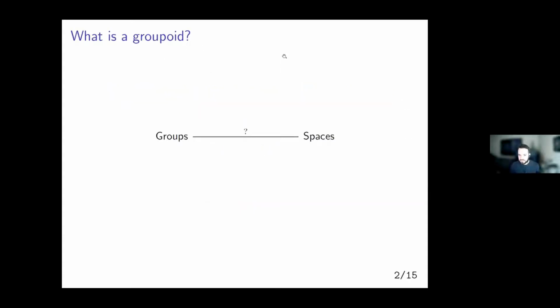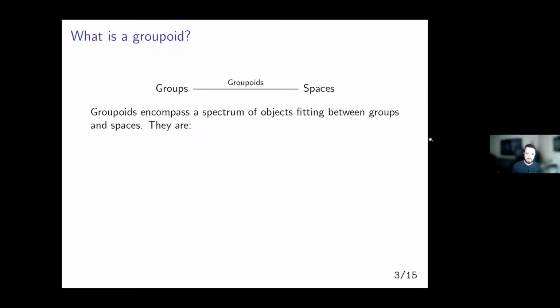So the first question I want to ask is, what is a groupoid? Picture these objects called groups, which are sets with some invertible associative operation on them. And then on the other end, you might have spaces, which is vaguely worded as just spaces. So think sets or topological spaces or these kinds of things. If you were to put these two categories of objects onto a spectrum, what would the middle look like? That's the kind of question that groupoids look to answer. So groupoids encompass the spectrum of objects that go between groups and spaces.